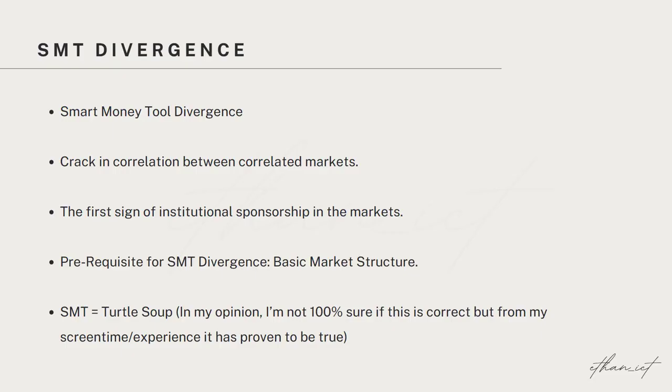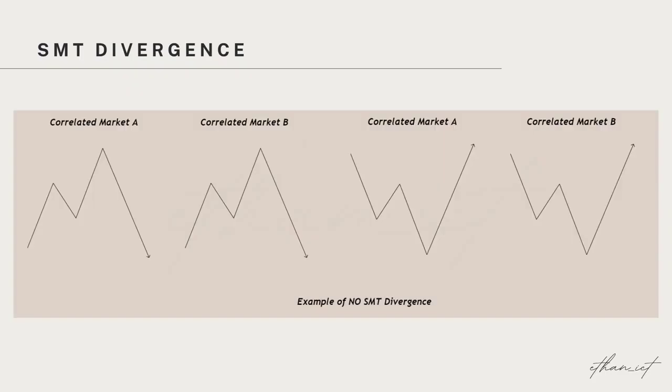When using SMT divergence in the right context, you will be able to find trade ideas that immediately run in your favor. This is the main reason I love SMT divergence and why it is such a crucial component of my model. SMT is how I find turtle soup setups, and in my opinion, SMT is turtle soups. I'm not 100% sure if this is correct, but from my screen time and experience, it has proven to be true. When looking at correlated markets, they should move in tandem, meaning that when one market makes a new swing point, so should the other.